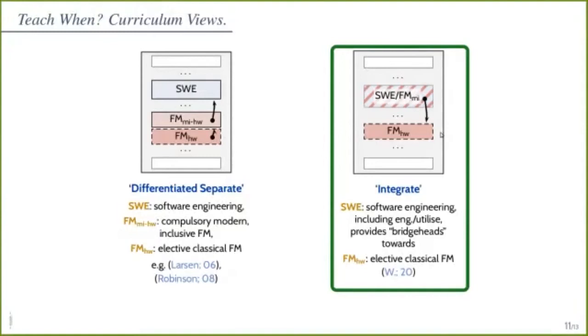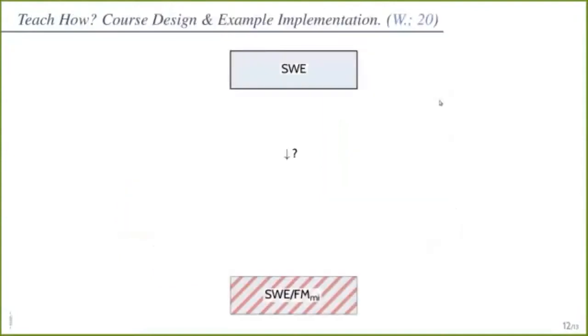Okay, integrating modern inclusive formal methods into an introduction to software engineering is the proposal. But isn't this introductory course already brimful of material? Where do we put the new stuff? Interestingly, a solution is not that difficult if we take a closer look into the structure and content of contemporary software engineering courses and textbooks.